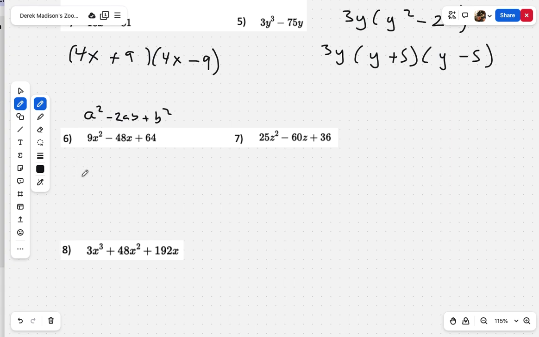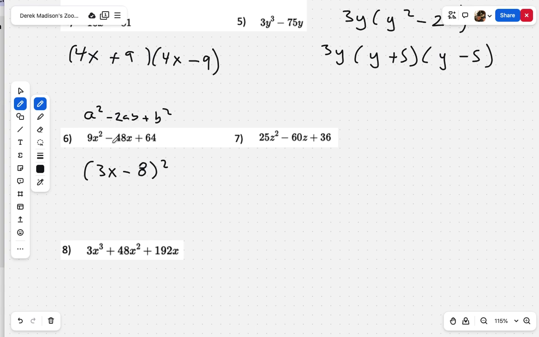But if you recognize those squares, then you can just go, what times what would make 9x squared? That would be 3x. That's a minus, so this is a minus. What times what makes 64? 8. And quantity squared. And again, this quantity squared means that this is really 3x minus 8, 3x minus 8. It's double negatives instead of mixed signs like up here.